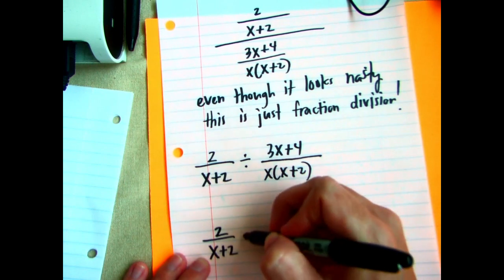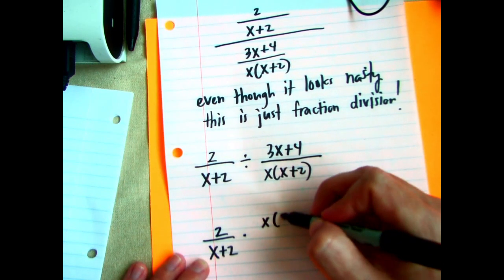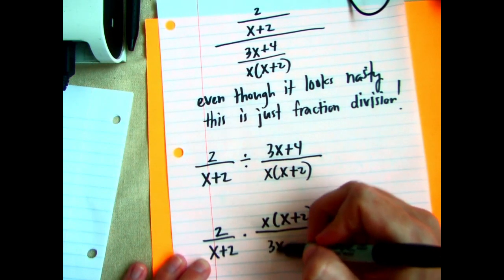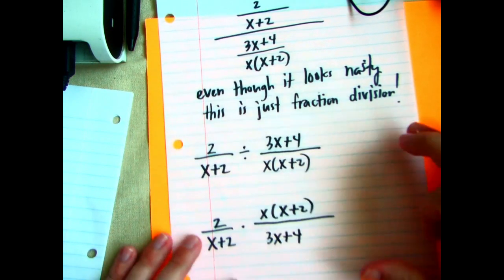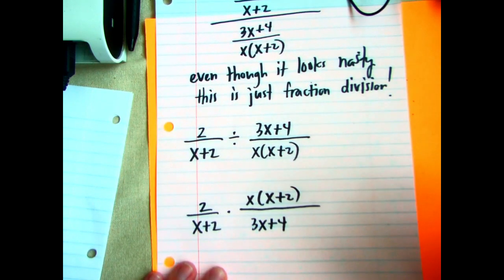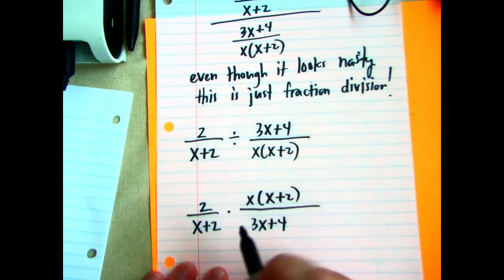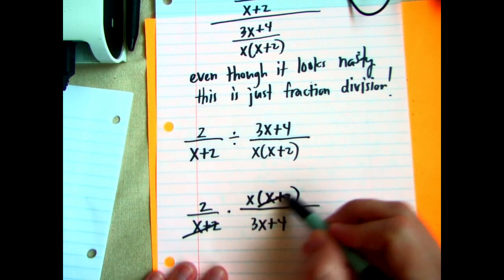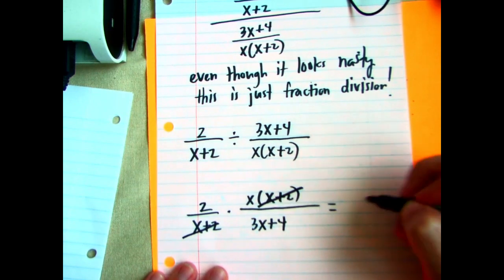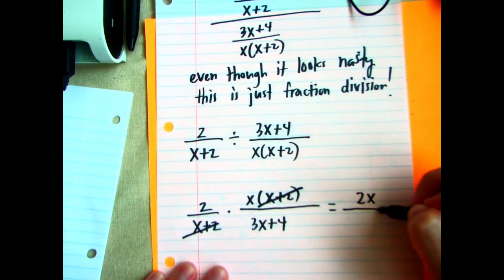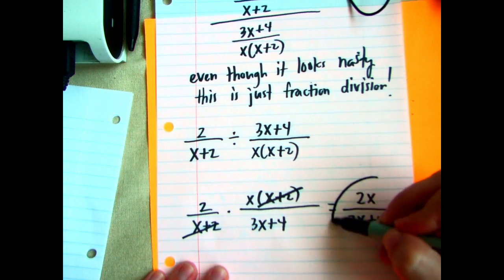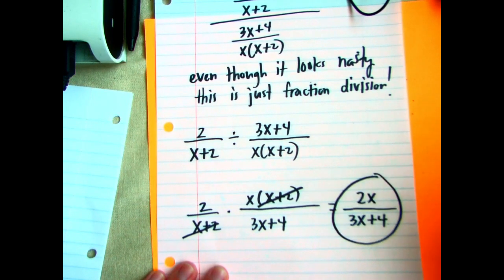So I'm going to reciprocate that second fraction, and I'm going to multiply. And you can kind of see what I was getting at with the cancellation I was talking about. If you leave it in factored form, you can see potential cancellations. There's definitely an x plus 2 and an x plus 2 that can cancel. So that will help you with your simplifying of the answer. So we got 2x over 3x plus 4. That would be our final simplified answer.